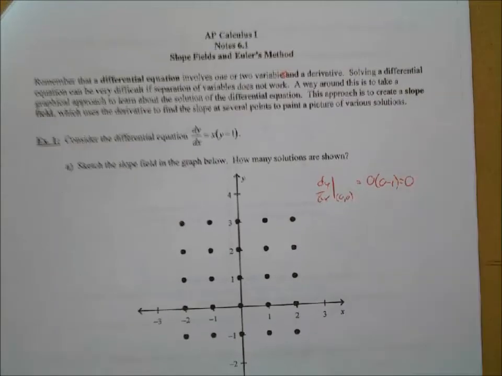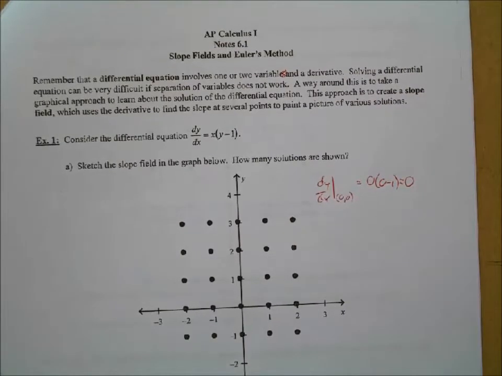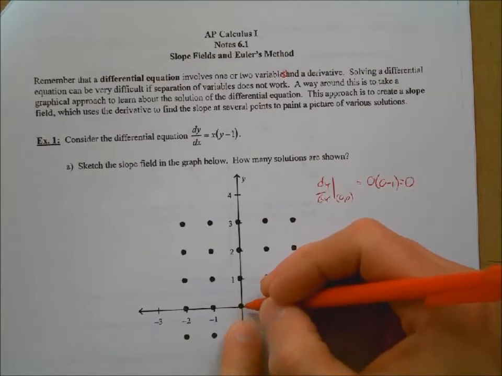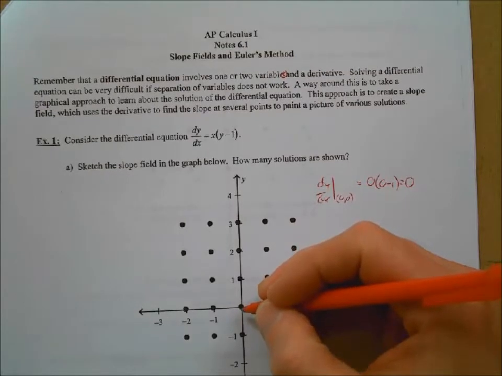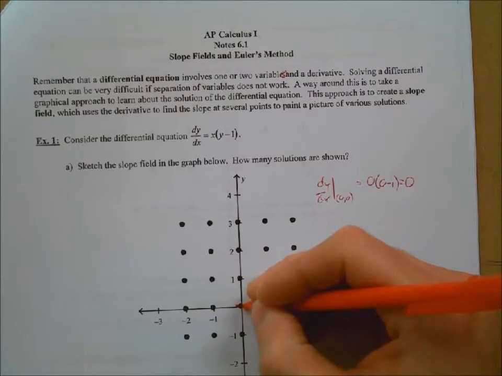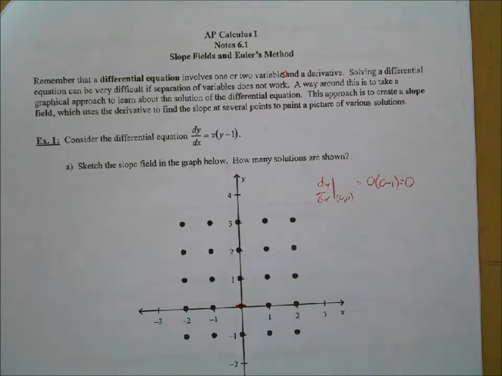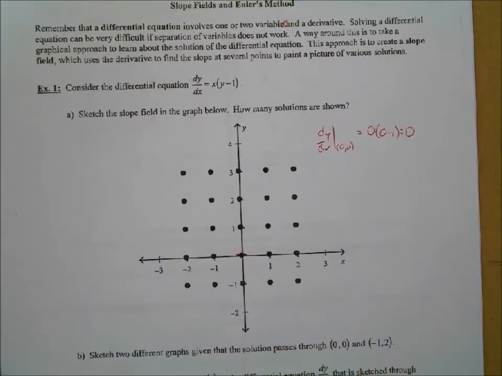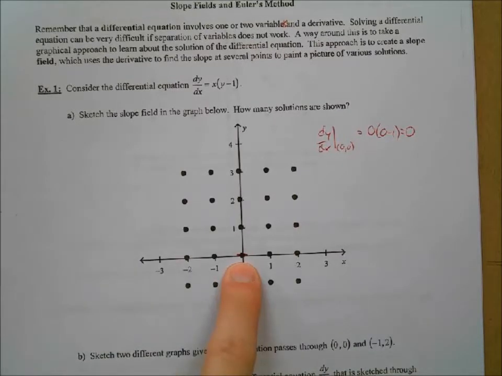Okay? What does a slope of 0 look like? It's horizontal, right? So at the origin, we're going to draw a miniature horizontal slope there, a slope of 0. So if our solution passes through the origin, at the origin, it needs to have a slope of 0, okay?